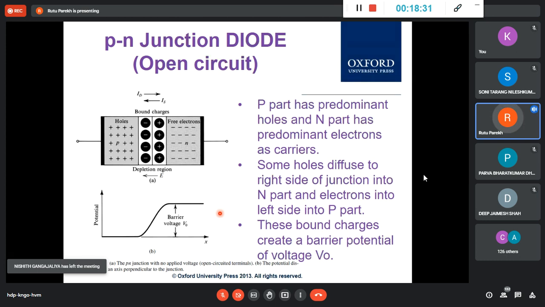Hello, am I audible, or have I lost the connection? Yes, ma'am, audible. Okay, if you don't have any background, one of you can keep your mic unmuted so that you can respond to me.